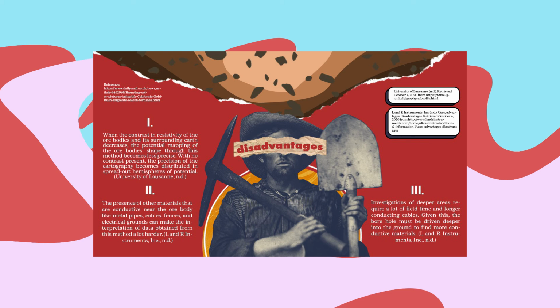Another disadvantage of using the Mise-A-La-Masse method in mining is that the presence of other conductive materials near the ore body, like metal pipes, cables, fences, and electrical grounds, can make the interpretation of data obtained from this method a lot harder. This is because these materials can be picked up by the transmitter, and hence the data picked up from these materials can be confused for ore body data.